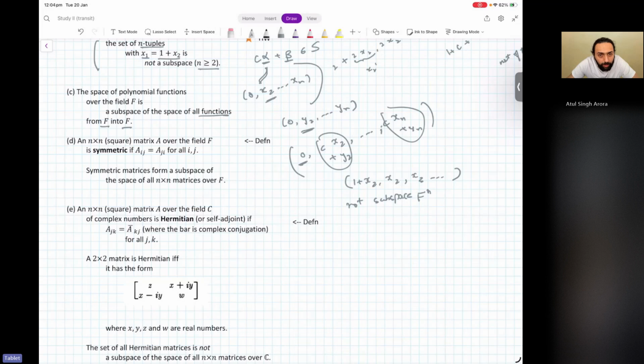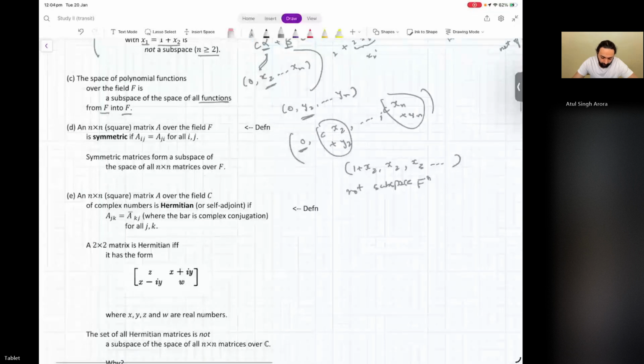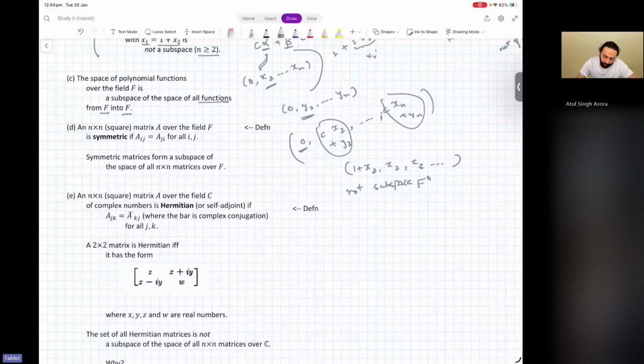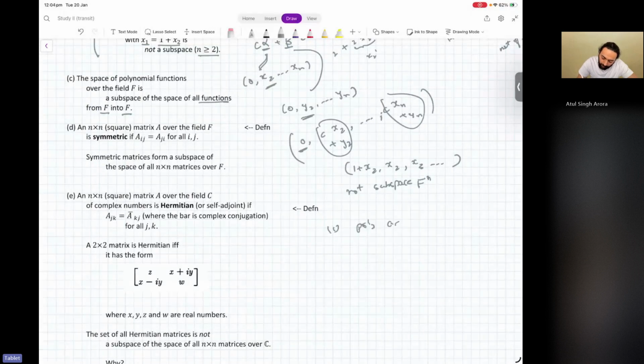How about? Yeah, go ahead. So we're trying to say that the space of polynomial functions over the field F is a subspace of the space of all functions from F into F, right? The first is the set of polynomial functions is a subset of the set of all functions. Exactly. So let me write it down. So poly subset of all functions.